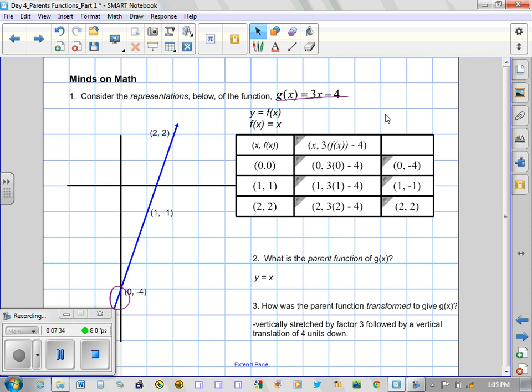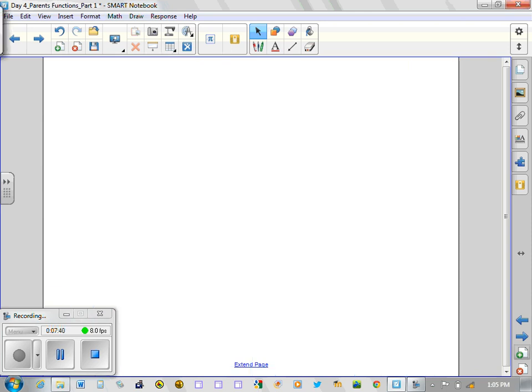Okay, so let's look at another old function, one that we've been through before.